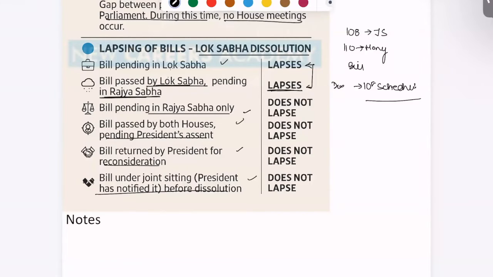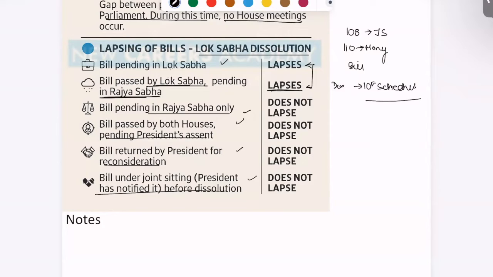Only 2 types of bill lapse. Lok Sabha gets dissolved, then the bill lapses. A bill is gone to Lok Sabha and the Lok Sabha dissolves, the bill lapses. Bill is passed by Lok Sabha, is pending in Rajya Sabha, automatically that also lapses. Every other situation, the bill will not lapse.